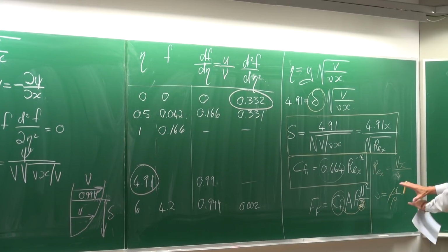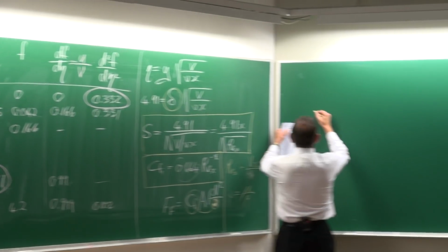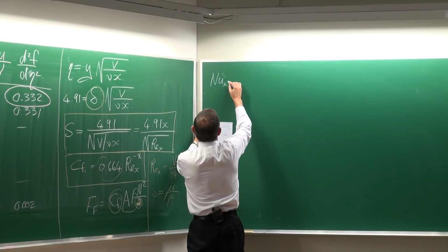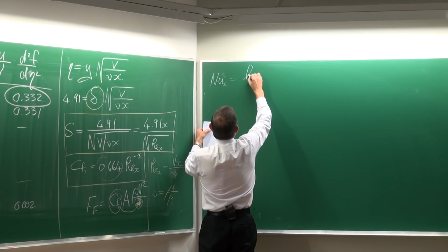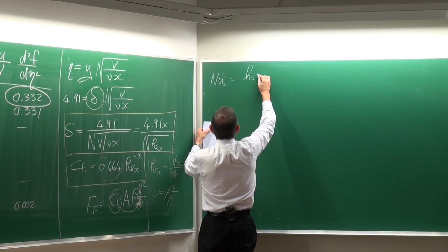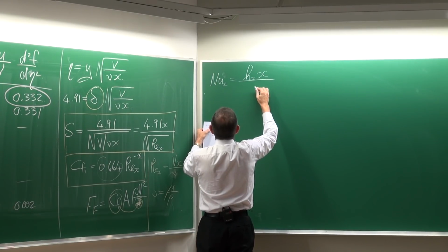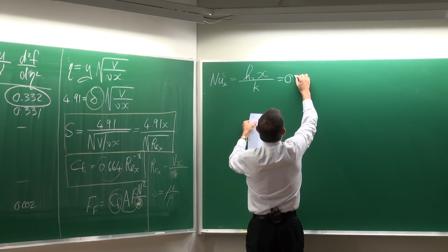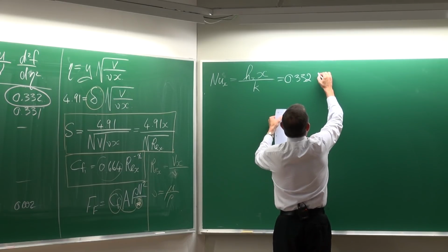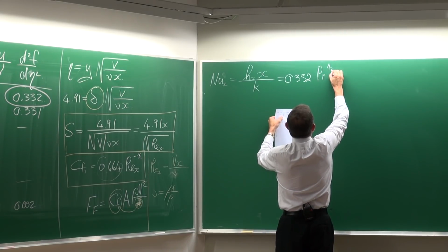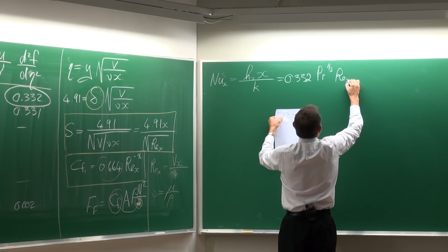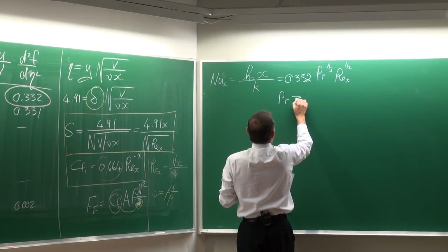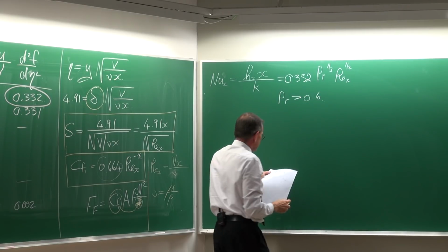Okay, now if we do a little bit of manipulation, then we can derive that the local Nusselt number at any point is equal to the heat transfer coefficient at a point x multiplied by x divided by k, and that is equal to 0.332 multiplied by Prandtl to the third, Reynolds x to the half, and that would be for Prandtl numbers larger than 0.6.